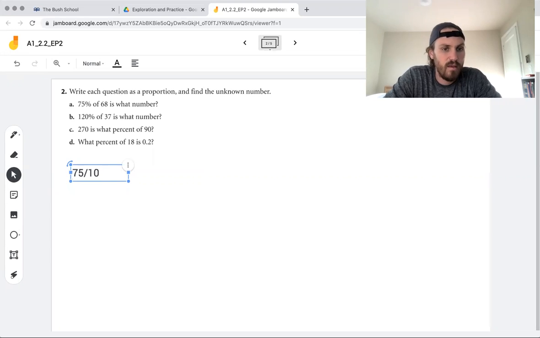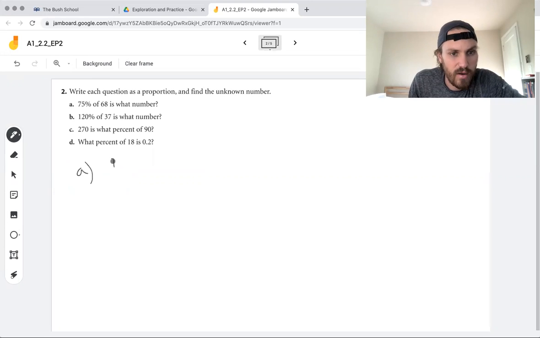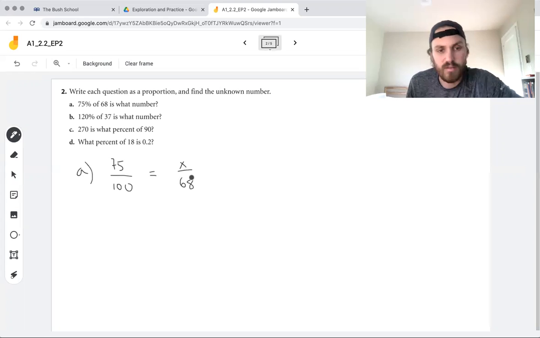So when I see 75%, I'm going to start right off by saying that's 75 over 100. Maybe it would be a little bit better to not do the text box, but rather to draw. So 75% would be 75 over 100 is 75%, and then, this is a confusing thing, what number of 68? So that would be x over 68. We have to be careful because we have to make sure that the percentage is all on one side.